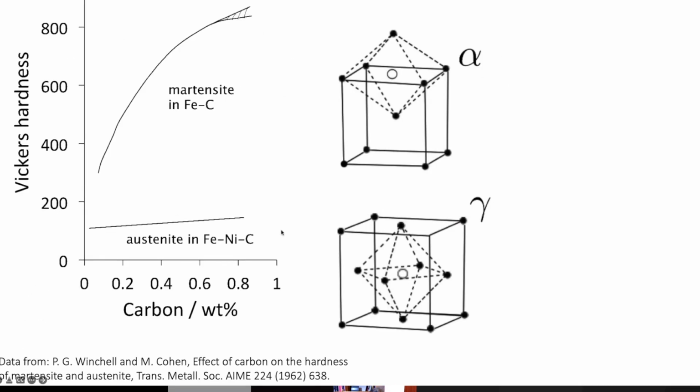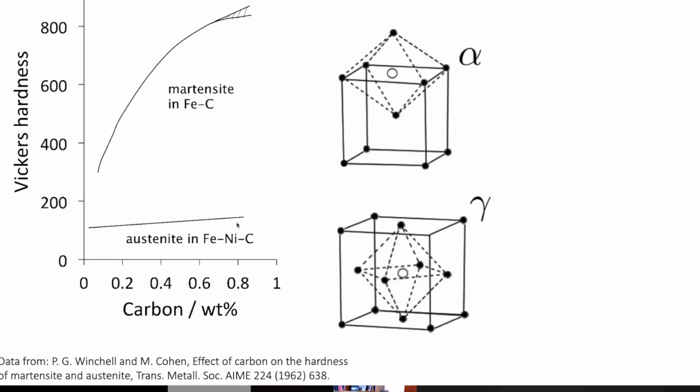So here is a graph showing you the hardness of martensite as a function of carbon, and you can see it increases. This is an artifact because we start to get retained austenite. So the hardness is lowered because you're no longer measuring the hardness of pure martensite. But if you just measure the hardness of martensite, it increases monotonically with carbon concentration. Look what happens with austenite. Hardly any change in hardness. Why is that? Why does carbon greatly influence martensite but not austenite?